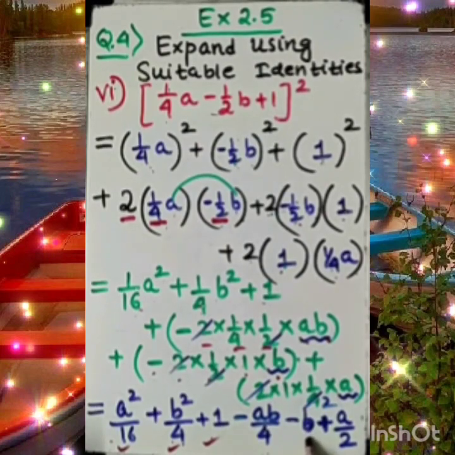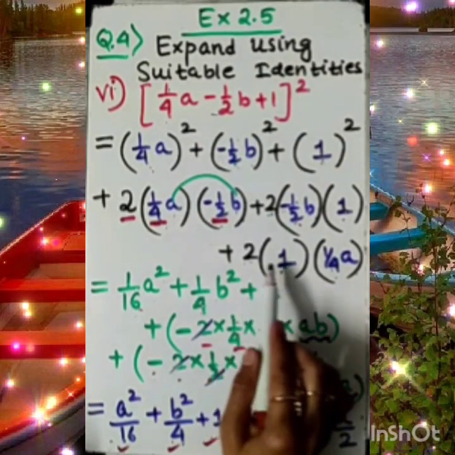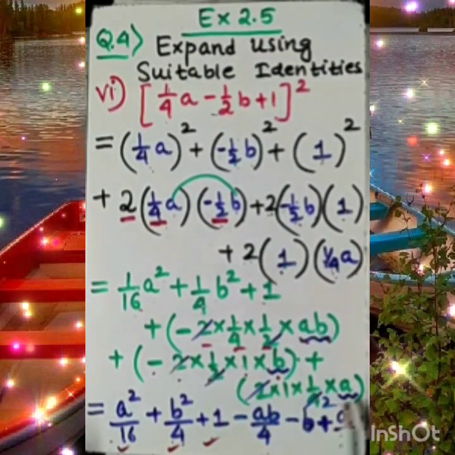Clear to you? And the last portion 2 into 1 by 4 a. 2 cancel. So 2 will be left here. 2 2s are 4 we know. So 2 will be left. So I need to write 1 half a. 1 half a can be written as a by 2. So this is the complete solution.